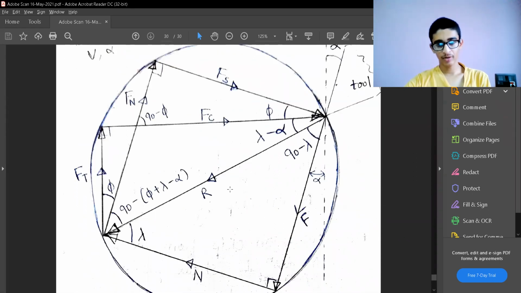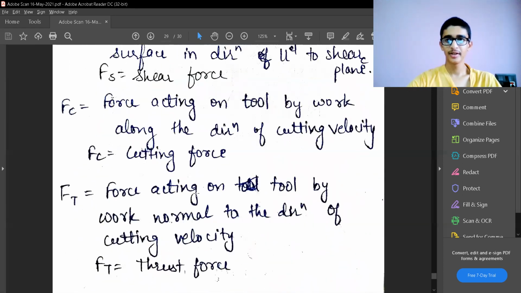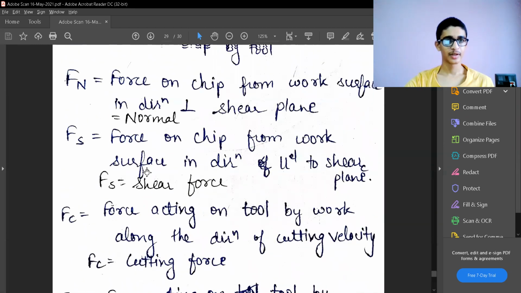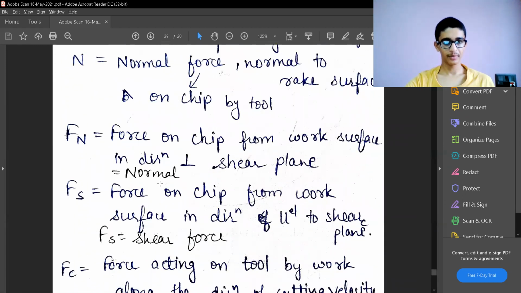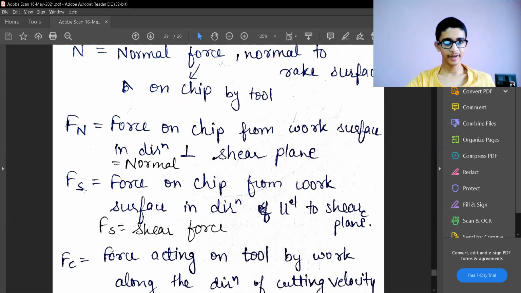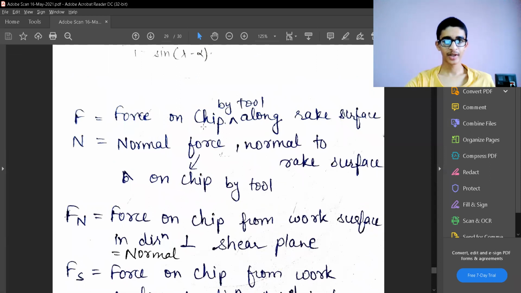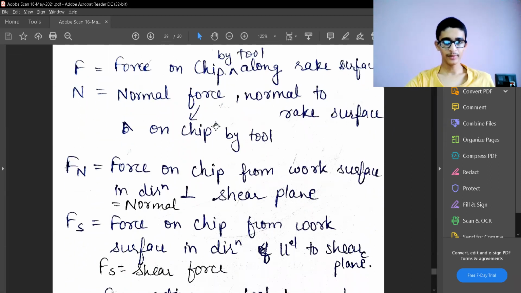This process of understanding where these angles are coming from and which two forces are going to be perpendicular is going to be very helpful when you are going to solve numerical questions. Then we have Fn, the normal force on the chip from the work surface, in the direction perpendicular to the shear plane, and Fs is the shear force on the chip from the work surface in the direction parallel to the shear plane. So these are the two forces on the chip from the work surface. The F and N we saw earlier are the forces on the chip by the tool.